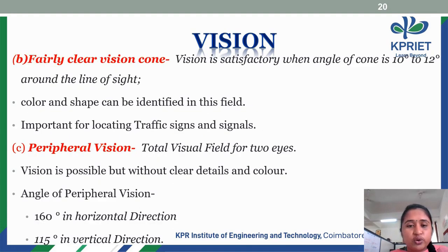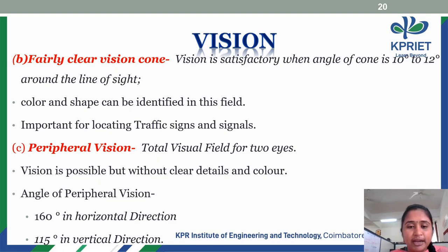The acute vision cone is a cone in which the vision is completely clear. So it is called the clear vision cone. And the angle of the cone is about 3 degrees to 10 degrees in the acute vision cone. And the fairly clear vision cone is the second type. In this, the vision is satisfactory when the angle of the cone is about 10 to 12 degrees around the line of sight. This cone is helpful for identifying the color and shape, and it is also important for locating the traffic signs and signals.